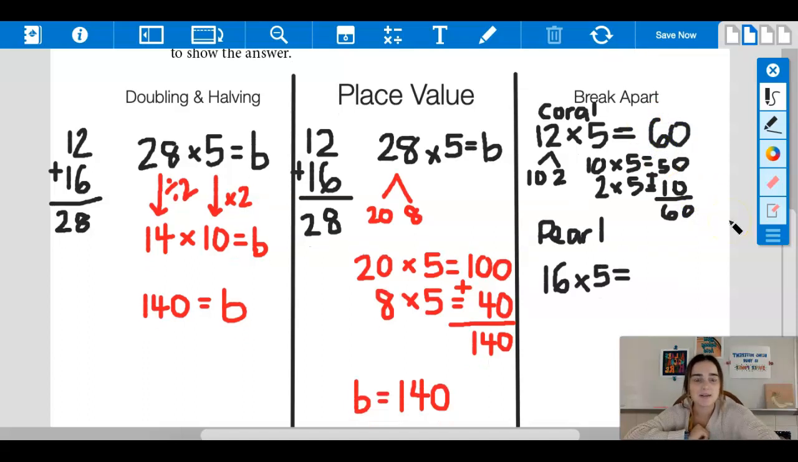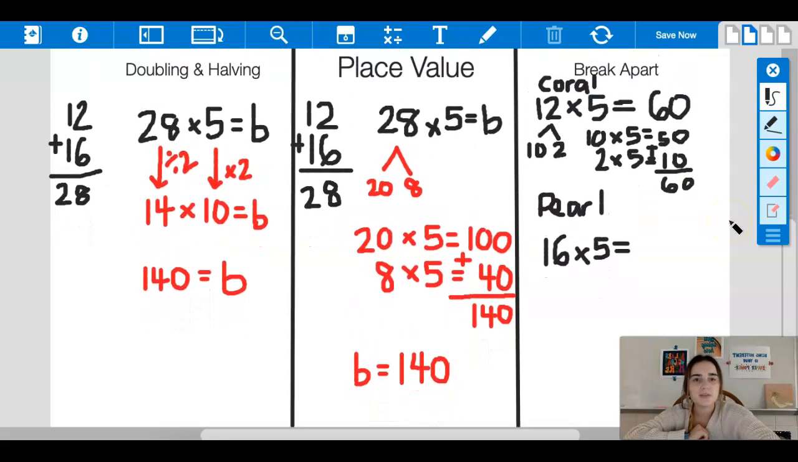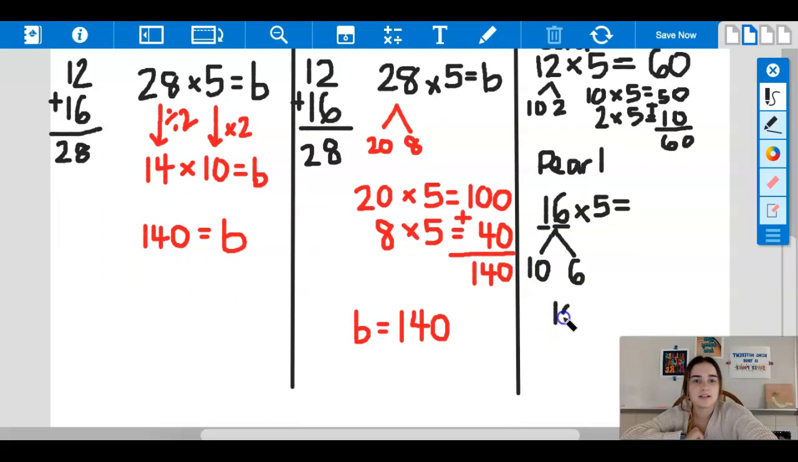Now let's find out how many Pearl has. You could do the place value strategy again, or you could skip count by 16, or you could show a ratio table. There are so many different ways to do this. I'm just going to use our place value again so we can practice that. So I'm going to split up this 16 into a 6 because that's how many we have in the ones place. And then that 1 is in the tens place, so that's telling me that I have 1 10. I need to solve 10 times 5 first, and then 6 times 5.